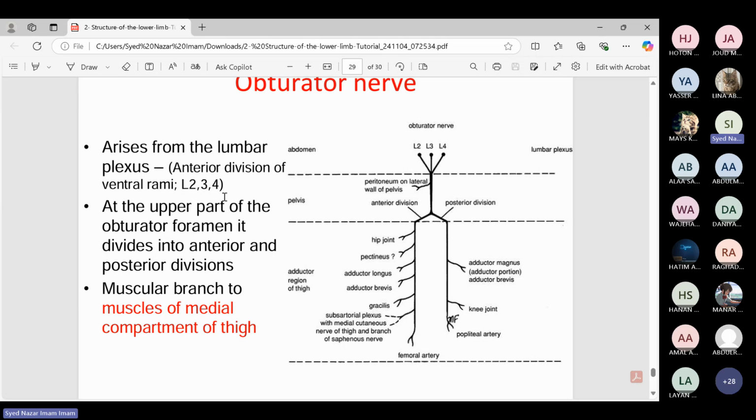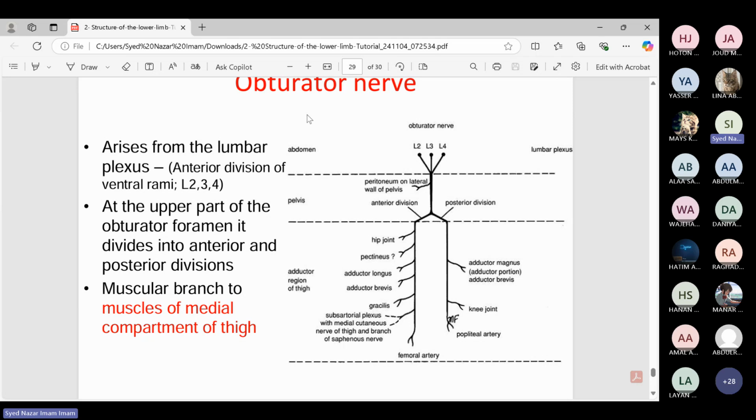So lateral to the psoas is the femoral nerve, and medial to the psoas is the obturator nerve. You will see this nerve is coming from the medial border of the psoas, and then it enters the obturator canal, and finally it comes out in the medial compartment of the thigh. Similarly, the femoral nerve is coming from the lateral border of your psoas major muscle, and then it enters the femoral triangle, that is the anterior compartment of the thigh.